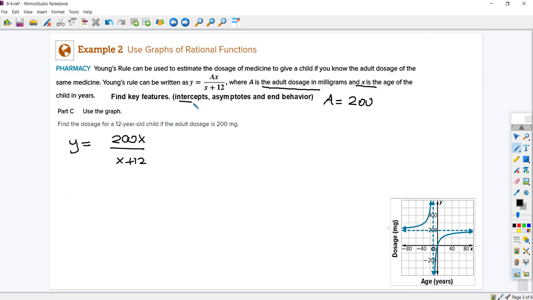First part, it says find intercepts, asymptotes, and behavior. Looks like we have something new. And behavior. Let's start with the x-intercept. Y-intercept then.